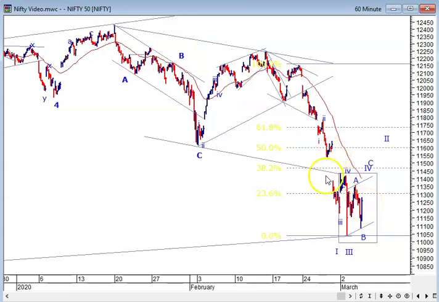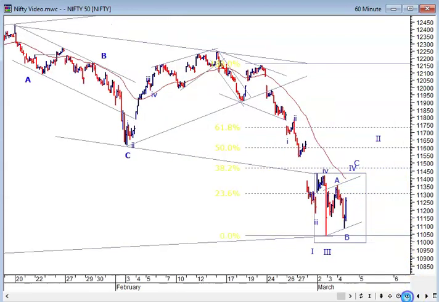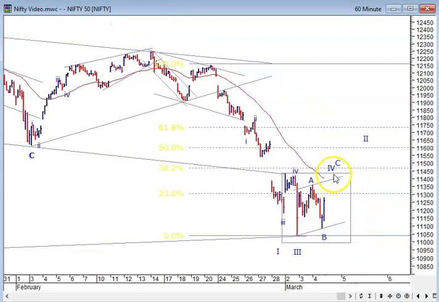So I did believe that if this is the halfway point, you can go to around 10,800 eventually, but that really requires that you don't fill the gap. So case number one is you're doing a minor fourth, you just go back to 11,400, don't fill the gap, it's still a fourth wave and we head lower.